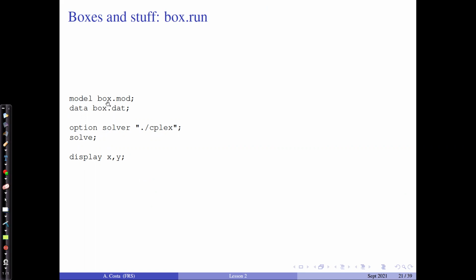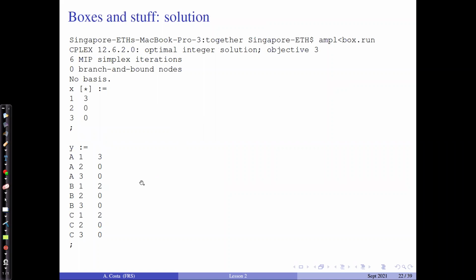We specify the model, we specify the data. We say that we want to use Cplex as usual, and then we want to solve the problem, and then show the value of X and Y. So this is the objective. This is the output we got.